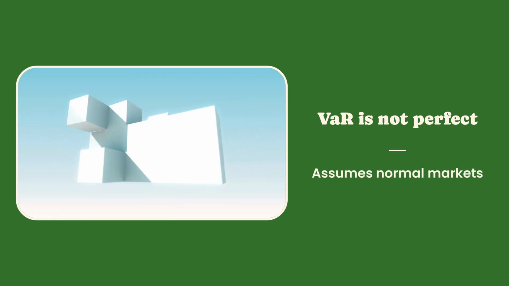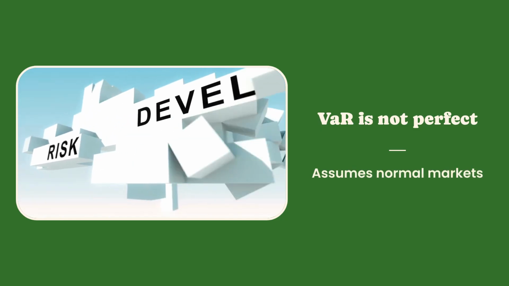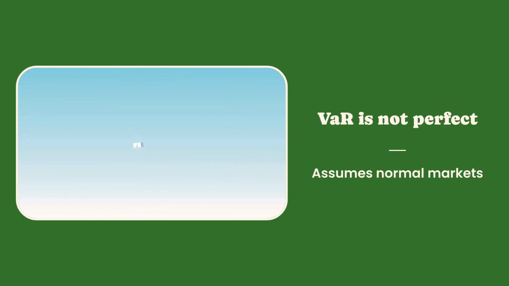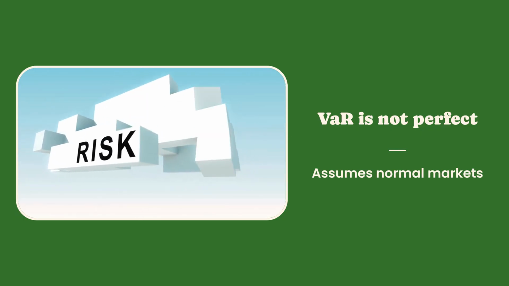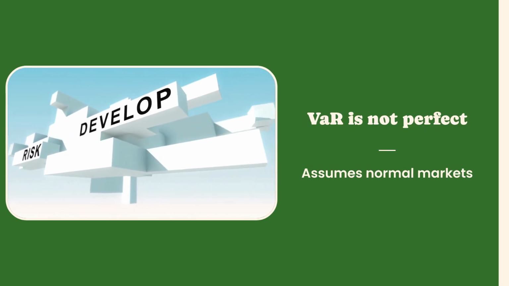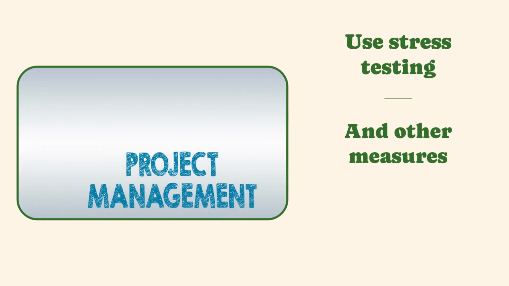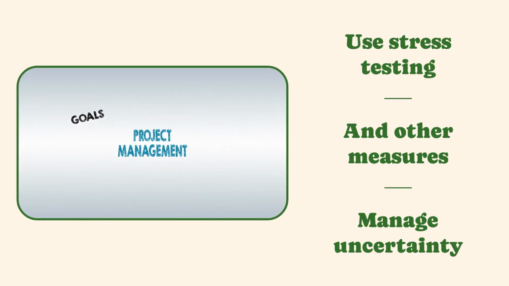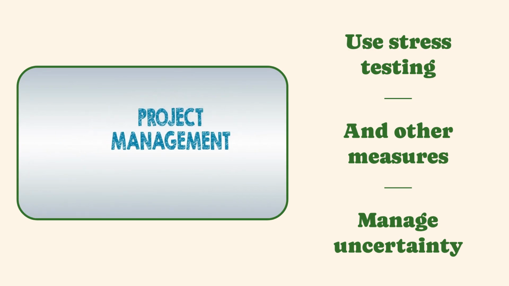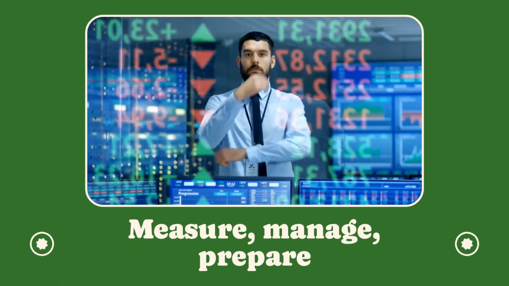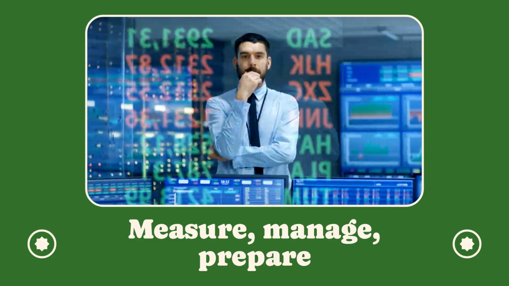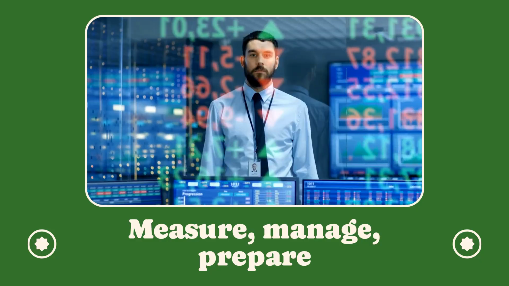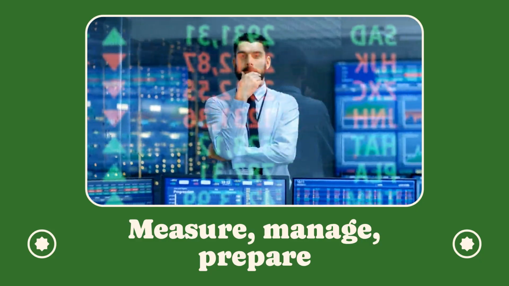VaR does not tell us how severe losses can be beyond the calculated level, and crucially, it assumes markets behave normally, which we know is not always true during crises. That's why VaR should be used along with other risk measures, such as stress testing, to account for extreme, non-normal market scenarios. Risk cannot be eliminated, but it can be measured, managed, and prepared for, and value at risk is one of the most practical tools to help you do just that.